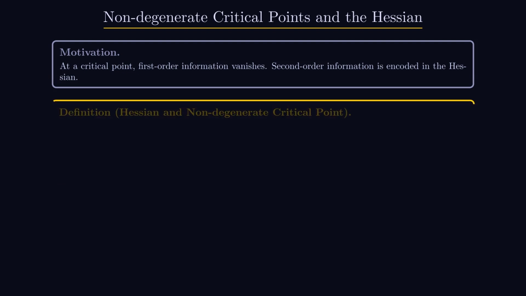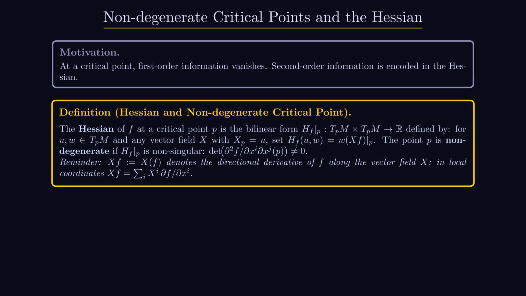The second-order behavior is captured by the Hessian. The Hessian of f at a critical point P is the bilinear form hf at P, mapping a pair of tangent vectors to a real number. Given u and w in the tangent space at P and any vector field x extending u, meaning x evaluated at P is u, we set hf of u, w to be w applied to xf, evaluated at P. Here xf denotes the directional derivative of f along x. In local coordinates, the sum of xi times the partial of f with respect to xi. In local coordinates, the Hessian is simply the matrix of second partial derivatives of f at P.